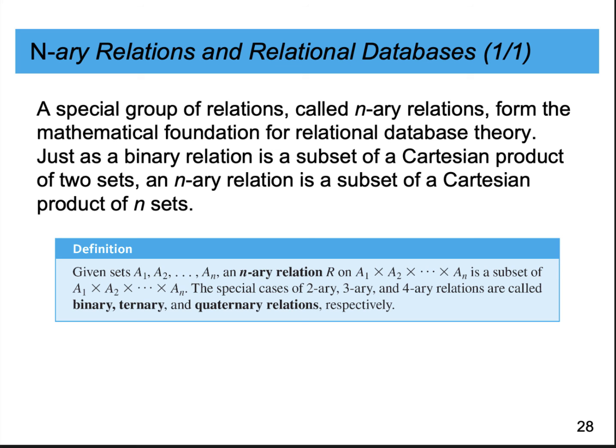Just as a binary relation is a subset of a Cartesian product of two sets, so we saw a directed graph, which is relations on single sets. We also looked at relations between two sets, but we also have relations among more than two sets. So just as a binary relation is a subset of a Cartesian product of two sets, an N-ary relation is a subset of a Cartesian product of n sets. Okay? Let's analyze the situation where you have 4 sets. First of all, with 2 sets it's binary, then ternary, quaternary relations, right?